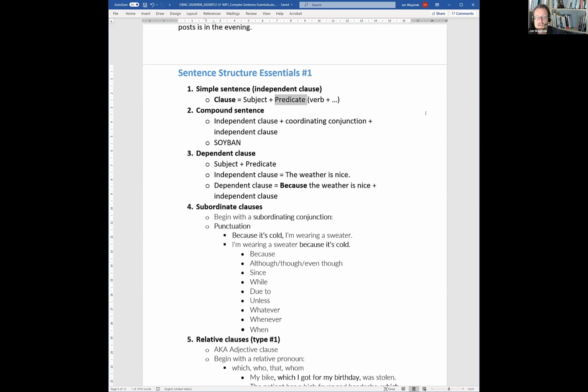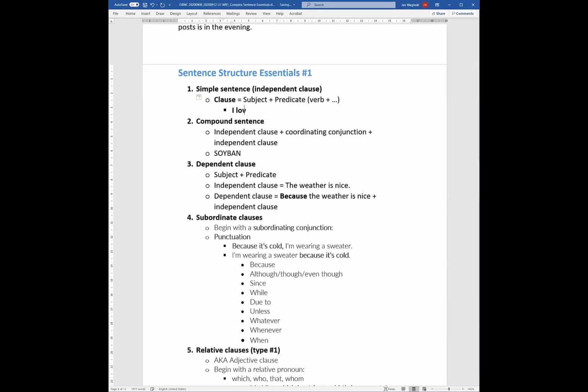So for example, if I say, I love pizza, I is the subject. What's the predicate? Love. And pizza. Love pizza. Okay, there we go. So predicate is the verb plus what the verb controls.